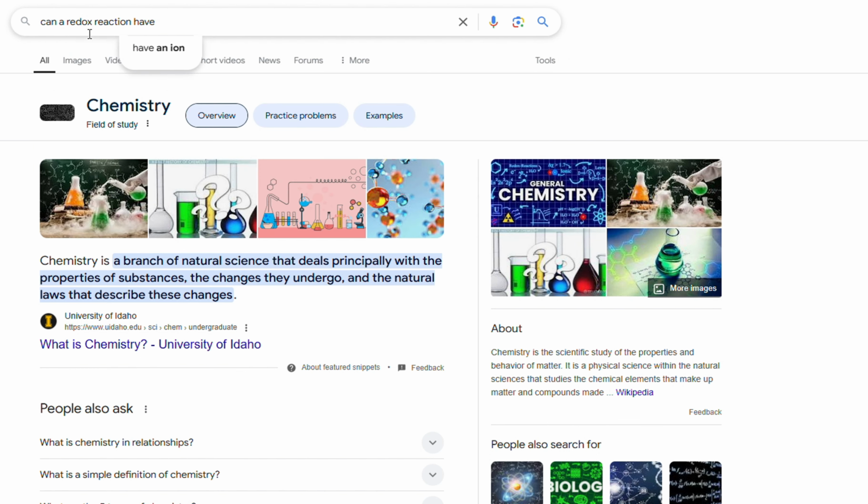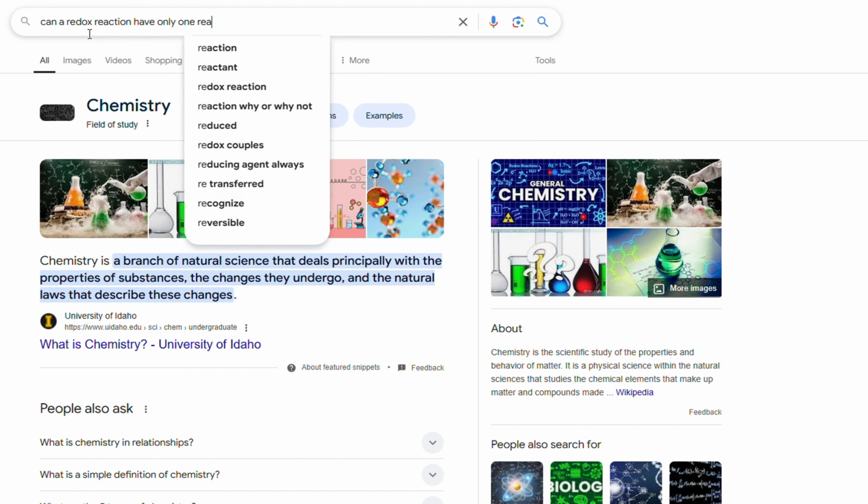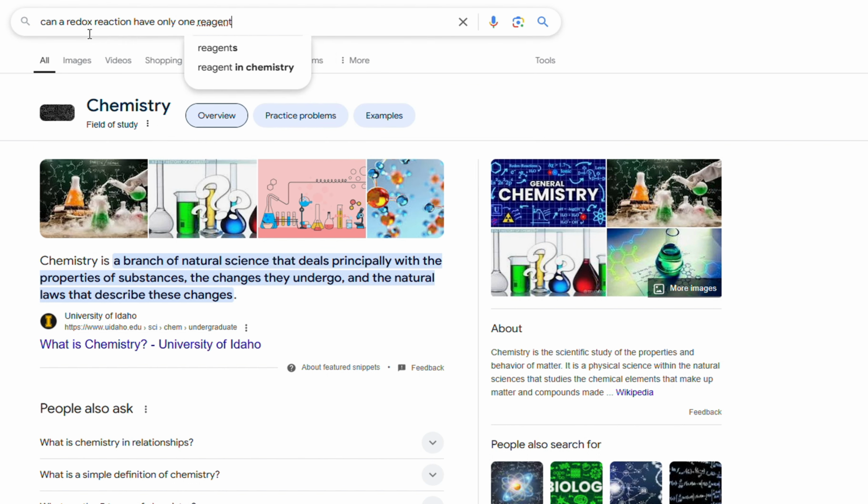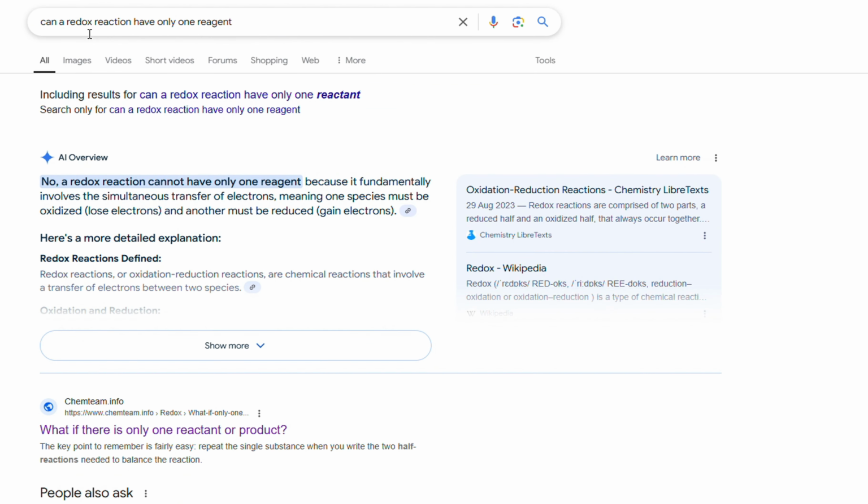The other day I googled a simple question. Can a redox reaction have only one reagent? The answer that was generated by AI surprised me. It said no. A redox reaction cannot have only one reagent because it fundamentally involves the simultaneous transfer of electrons, meaning one species must be oxidized and another must be reduced.